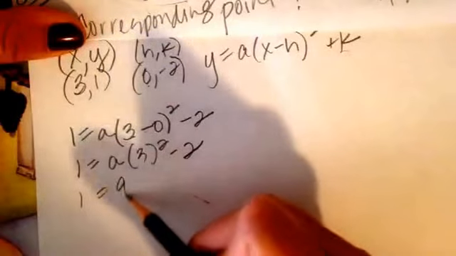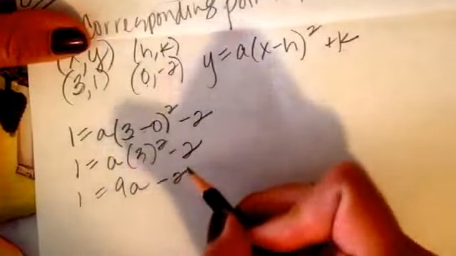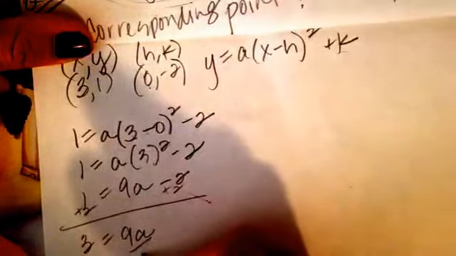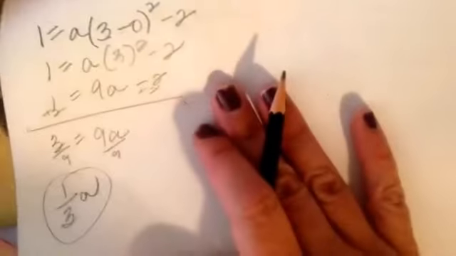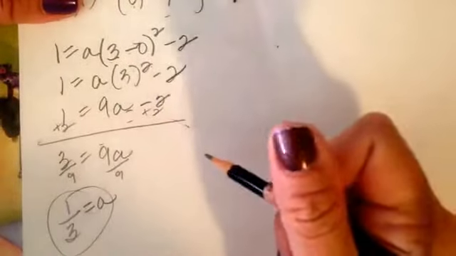1 equals 9A minus 2. I got my 9 from taking 3 to the second power. If I add 2 to both sides, I'm going to find out that 3 equals 9A. Divide both sides by 9. My A value is 1/3. This is going to be a fat parabola. Oops, sorry about that. That 1/3 A is going to make the parabola wider than 1X squared.